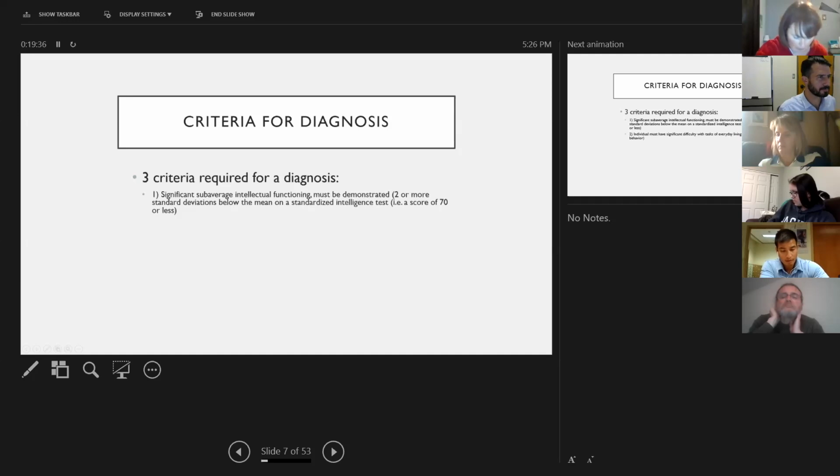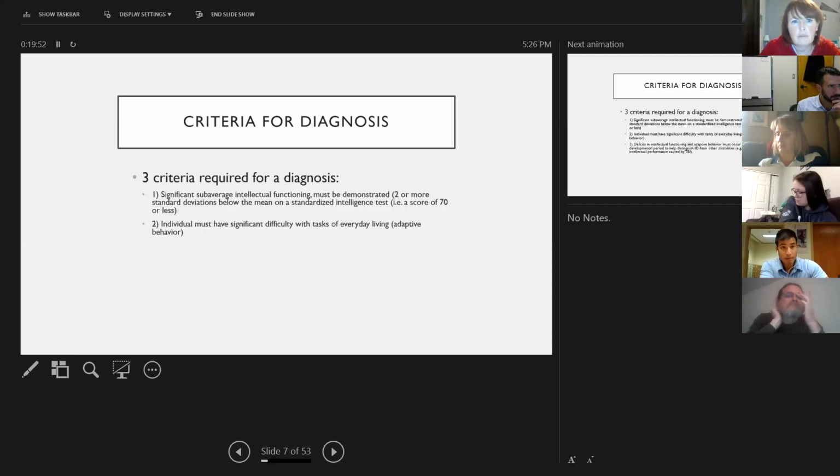And we already talked about the second one too. What is the second criteria? Must also have significant difficulty with tasks of everyday living, which is adaptive behavior. Adaptive behavior, good. And lastly, there's a third one.